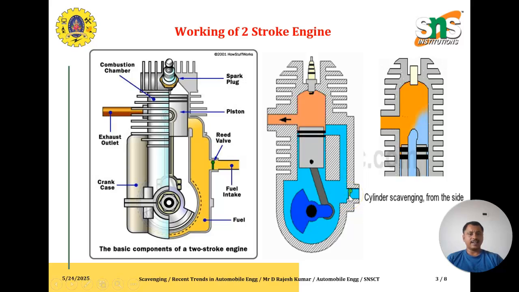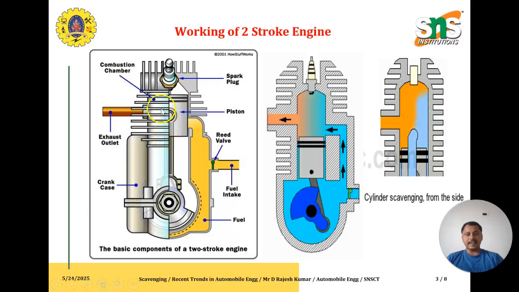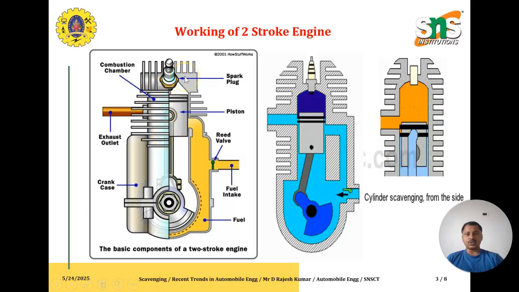The next is the transfer port. The transfer port lies in between the inlet and the exhaust port, and is used to transfer the fresh charge of fuel by the action of the crankcase compression. Next is the exhaust port, that is the third port. This port is used for the outlet of the burnt gas. So you can see the first diagram, which is indicating the various parts of the two-stroke engine.